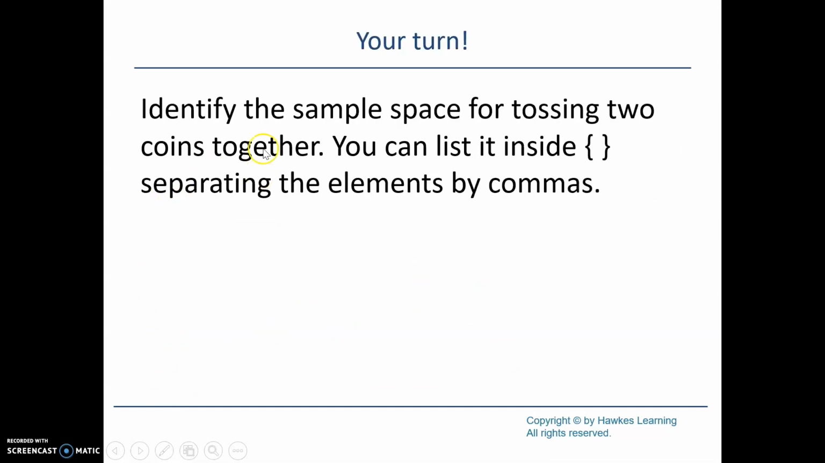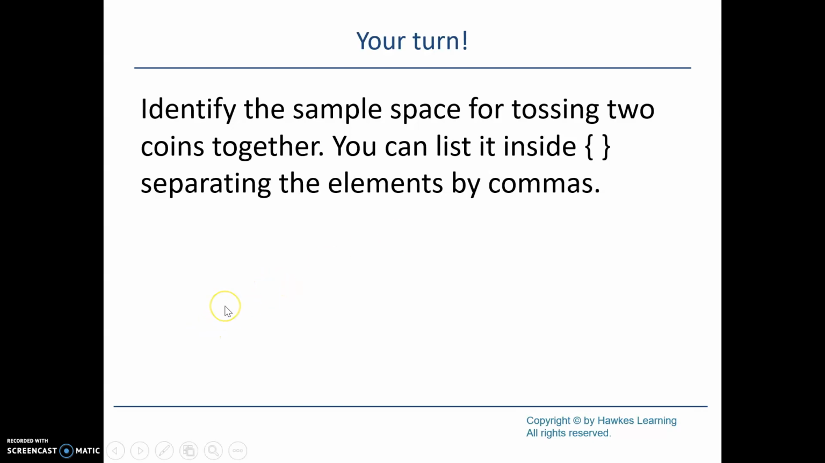So your turn. Try to identify the sample space for tossing 2 coins together. And we list it inside those funny looking brackets and separate the outcomes by commas just so we know that that is the sample space. It's a list of all of the possibilities. So if you're tossing 2 coins, what are your possibilities for the coin? It's a heads or it's a tails.